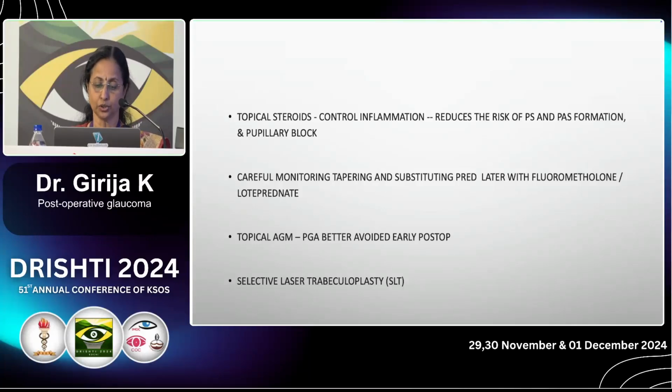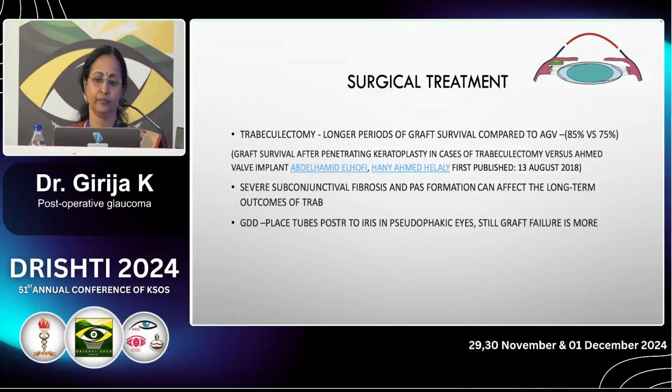SLT is also showing promising results. Surgically, if the IOP is not controlled medically, then you can go for trabeculectomy, which has longer periods of graft survival when compared to AGV, but mostly GDDs have to be done for better control of IOP, and the tubes have to be placed. If it is a pseudophakic eye, it's easier to place it in the sulcus, because in the anterior chamber it can lead to endothelial cell decompensation.